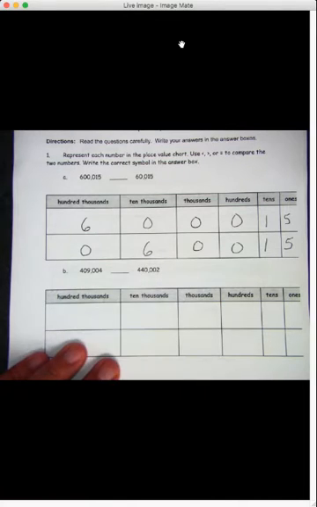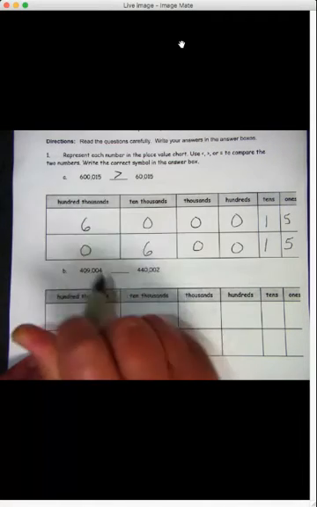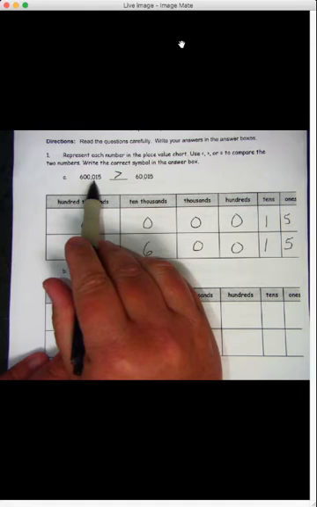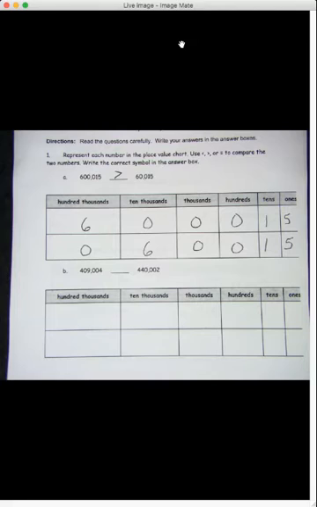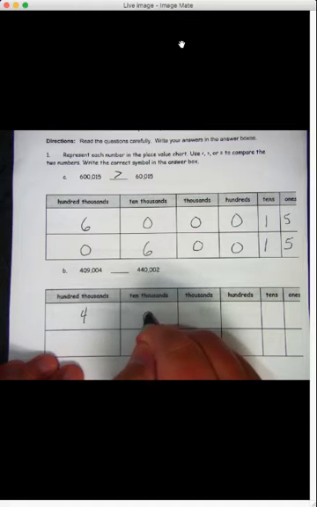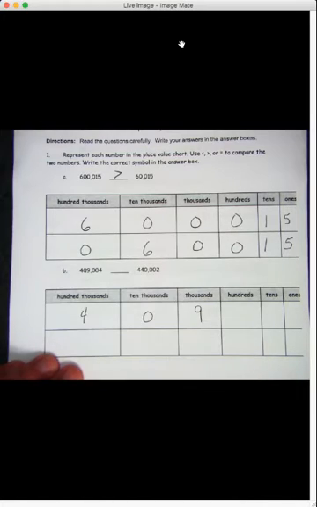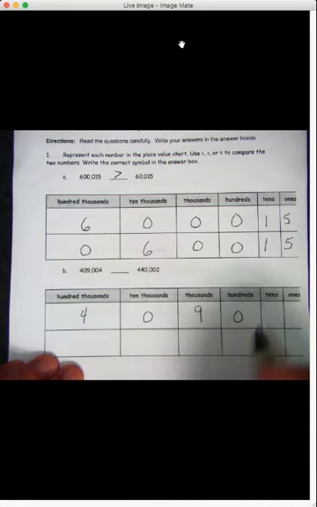So the correct symbol we'll use is: 600,015 is greater than, remember, like he said, the shark wants to eat the bigger one. 600,015 is greater than 60,015. Let's do one more on our place value chart. Okay, the first number has a 4 in the 100,000s place, a 0 in the 10,000s place, a 9 in the thousands place, a 0 in the hundreds place, a 0 in the tens place, and a 4 in the ones place.